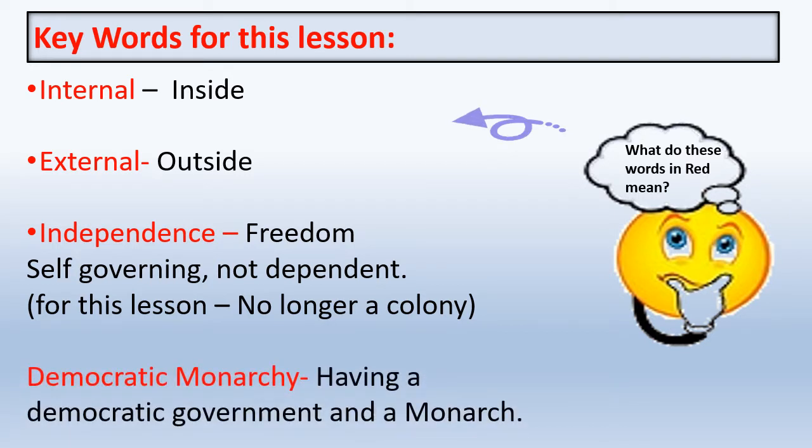And the last term is democratic monarchy. Now, democratic refers to a type of government, democratic government, and monarchy refers to a king or queen. It's another word for king, queen, or sovereign. So the Bahamas had, and still has, a democratic monarchy form of government.